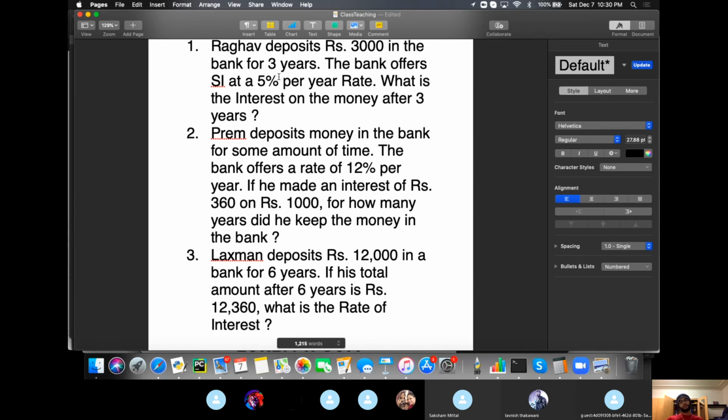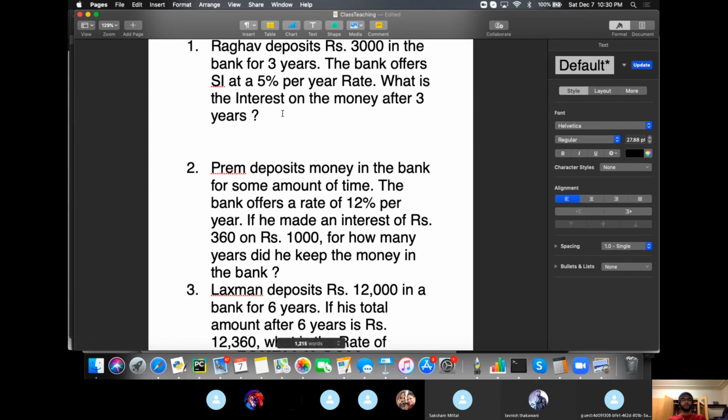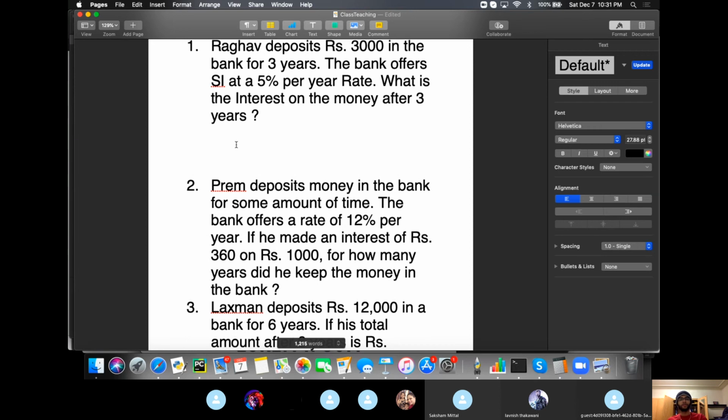Okay. So I'll start solving from the first problem. Those of you who are still doing it, you can continue it afterwards. So let's start with the first one. It's simple. We just have to directly substitute in the formula. So simple interest would be PRT upon 100. So 3000, which is the principal, multiplied by time, which is 3, multiplied by rate, which is 5, divided by 100.